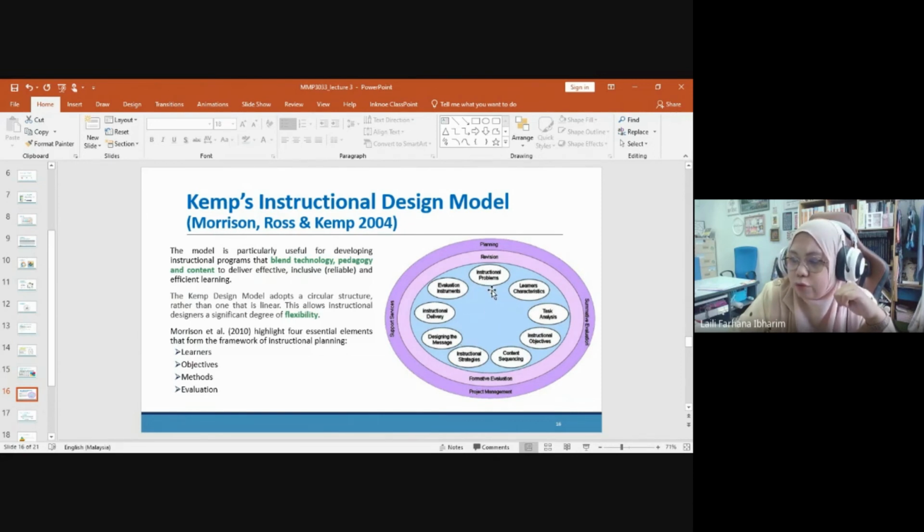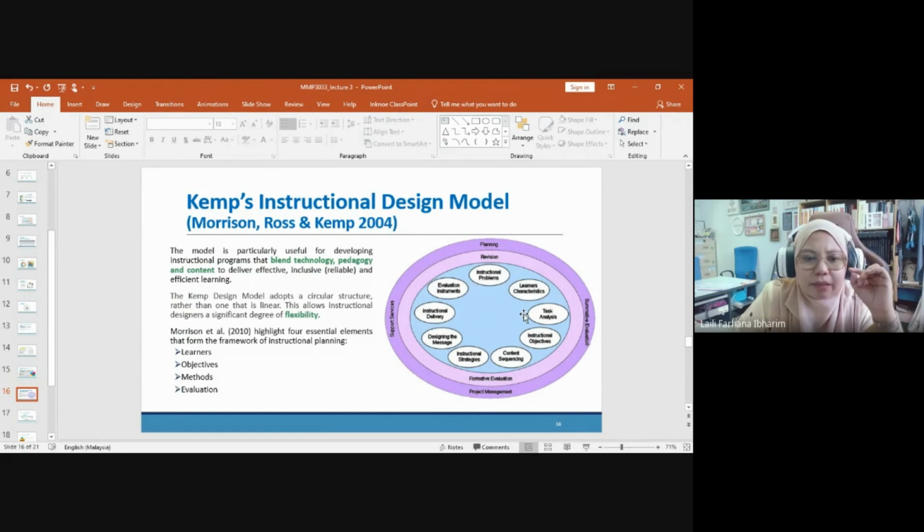That means we have to analyze the instructional problem, learner characteristics, task analysis, instructional objectives, content sequencing, instructional strategy, designing the message, instructional delivery, and evaluation instrument. So here, we have to know the content or the main structure of our instructional design.